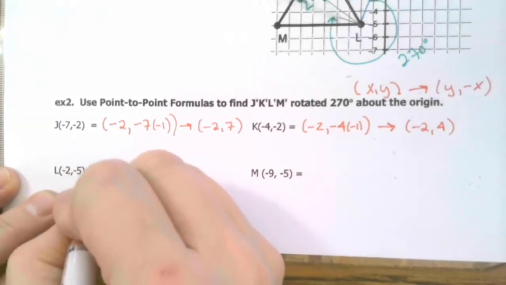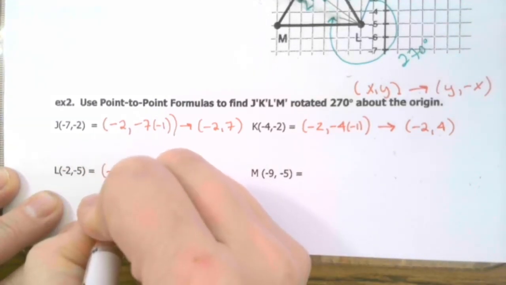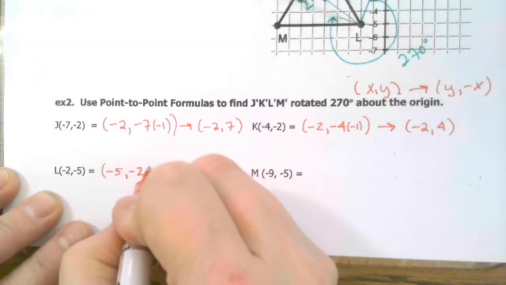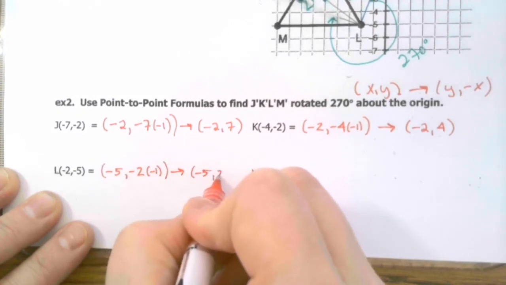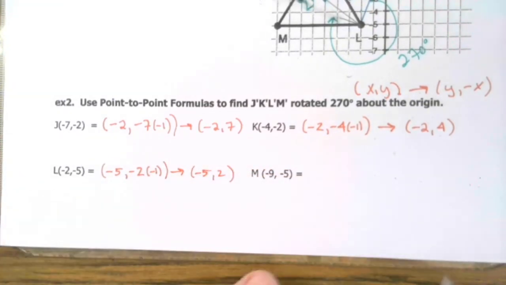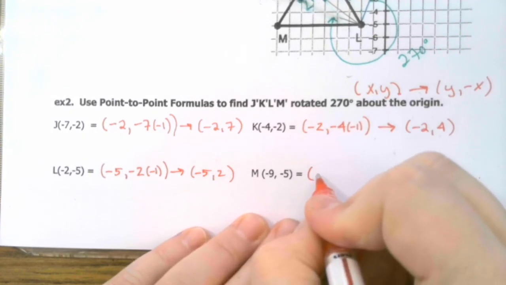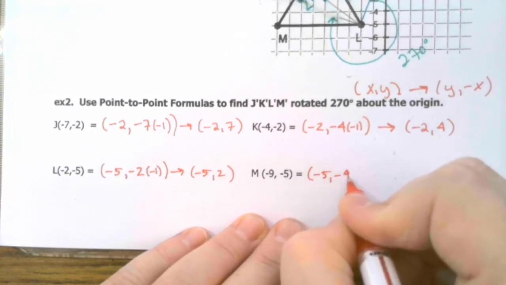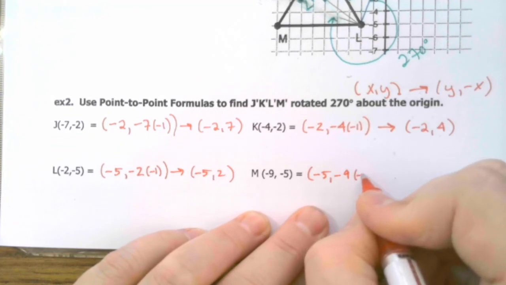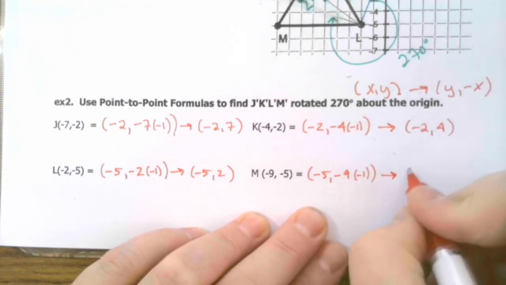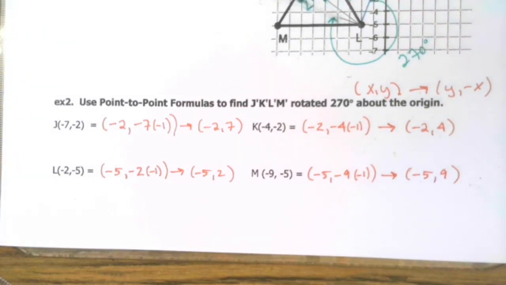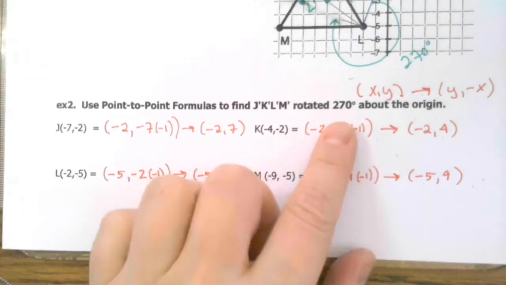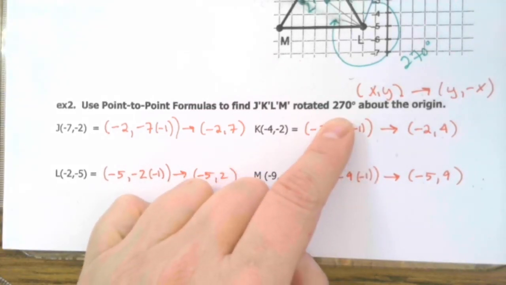Okay, L. Switch the x and the y, so -5 comes first, -2 comes second, multiply the new y by a -1, and you get -5, +2. Last one. Switch the x and the y, so -5 comes first, -9 comes second, multiply your new y by a -1, and you get -5, +9. So those are your point-to-point formulas for rotating points 270 degrees clockwise about the origin.